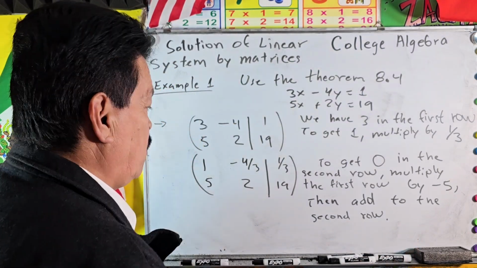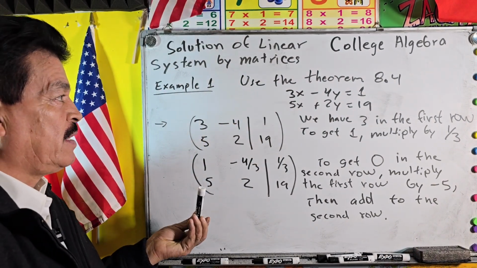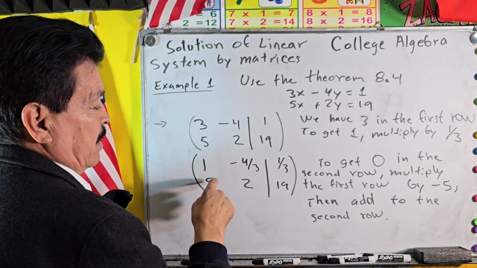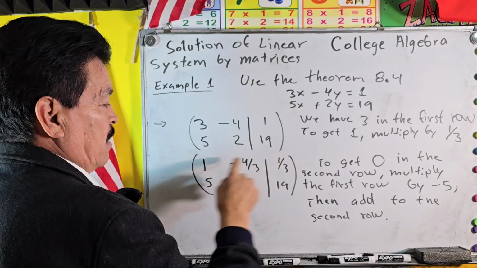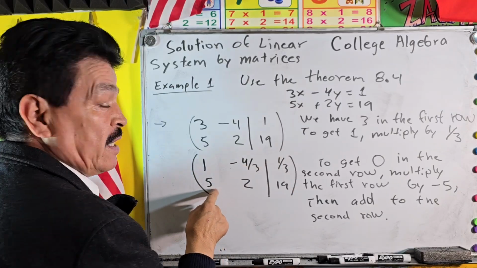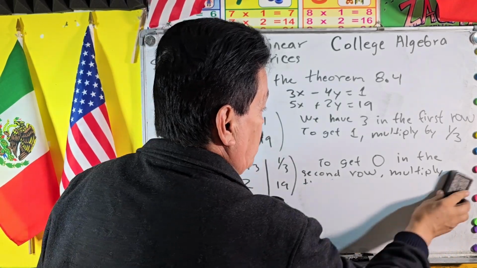Okay, so look at that step. I did this step, so I will erase this. In this direction, when you multiply the first row by -5, we are going to get 0 right here. Okay, let's go to the next step.